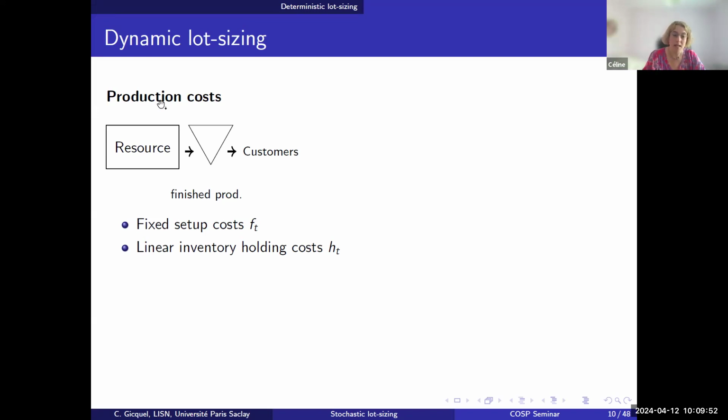And then we have linear inventory holding costs. These are the costs that we have to pay each time we want to keep a product in inventory from one period to the next. So each time we want to anticipate demand satisfaction, one or several periods in advance, we have to pay for it. And the amount is proportional to the amount of products stored and to the duration of this storage.